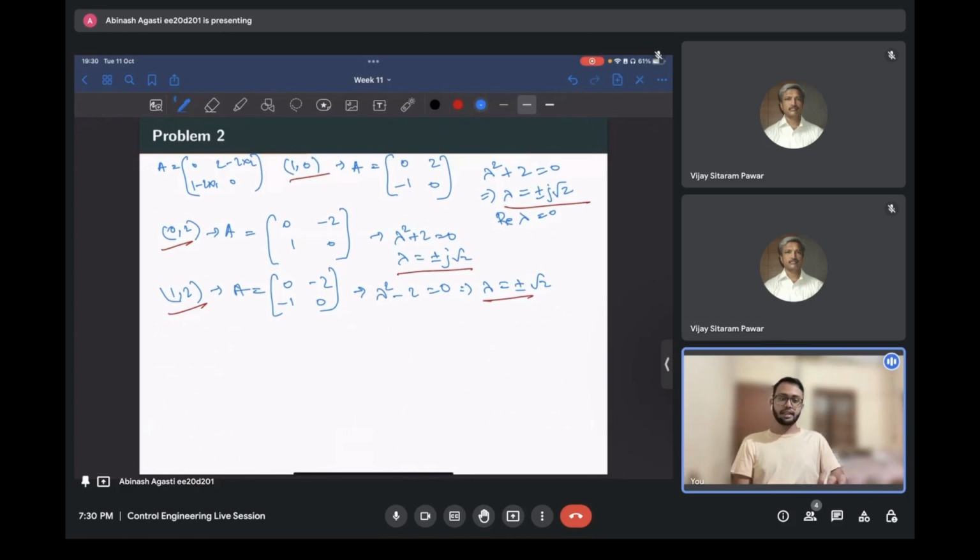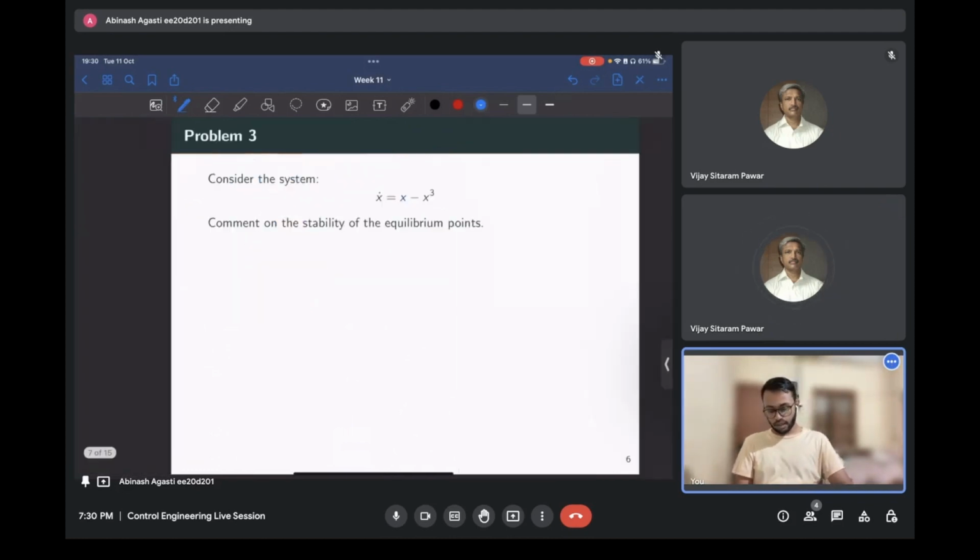So, is it clear till now? We just linearize the system about an equilibrium point, see the eigenvalues, and then get some idea.